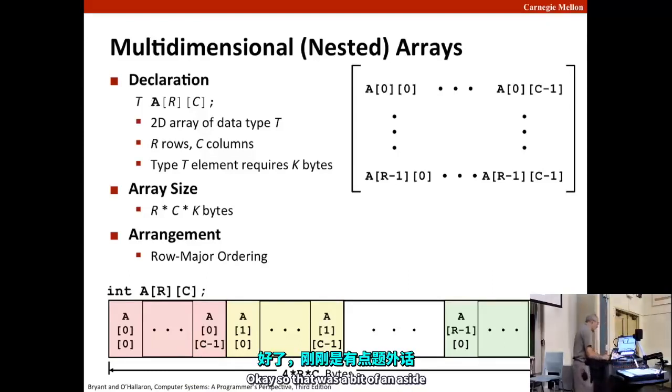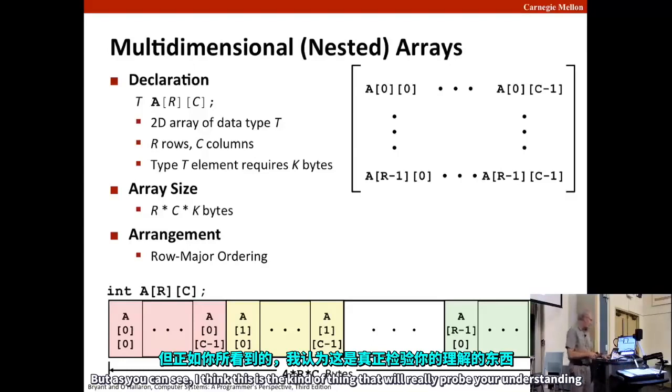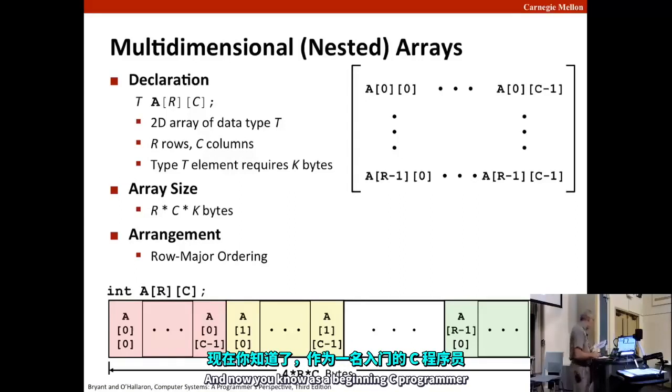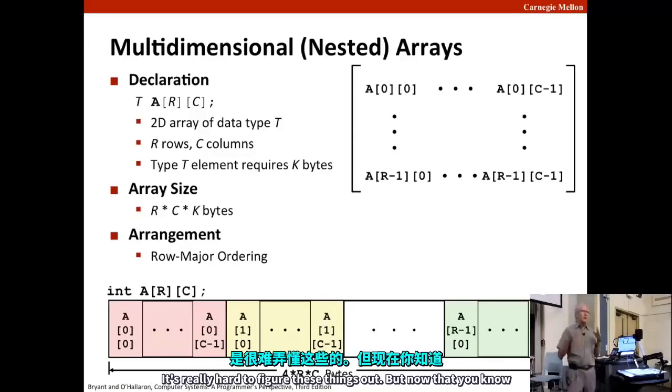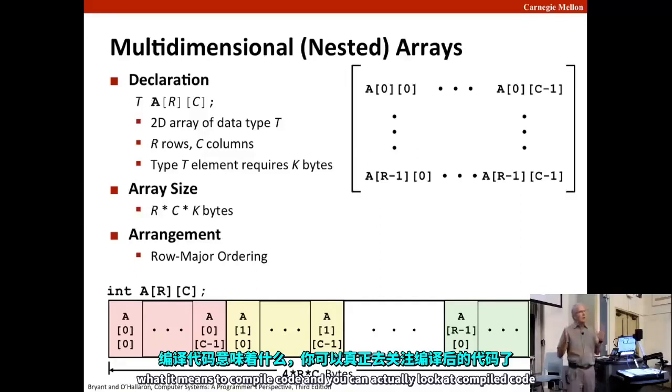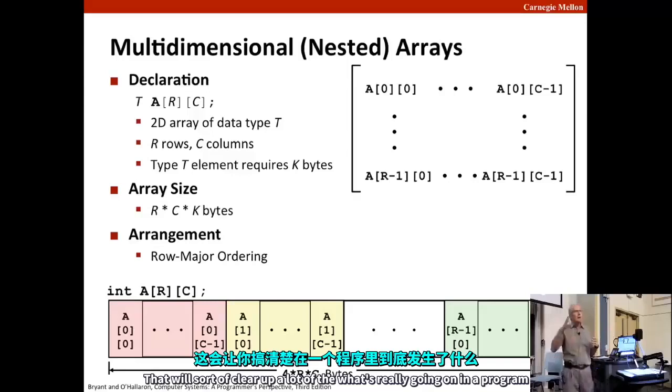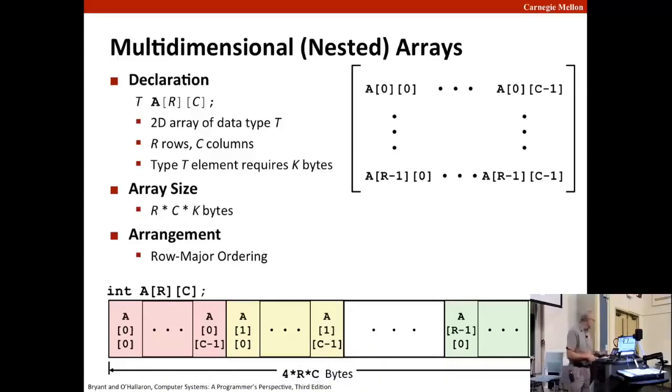Okay, so that was a bit of an aside, but as you can see, I think this is the kind of thing that will really probe your understanding. As a beginning C programmer, where you don't have a very good sense of the underlying representation of a program, it's really hard to figure these things out. But now that you know what it means to compile code and you can actually look at compiled code, that'll clear up a lot of what's really going on in a program.